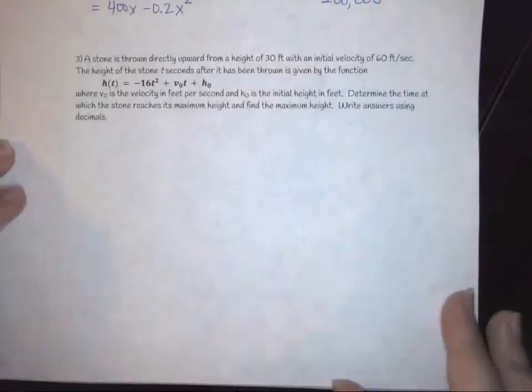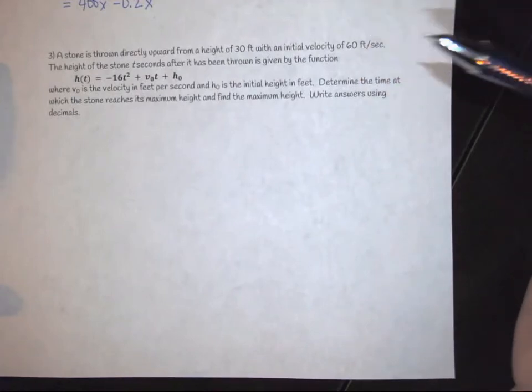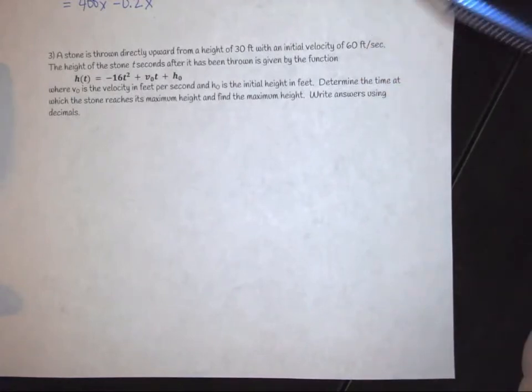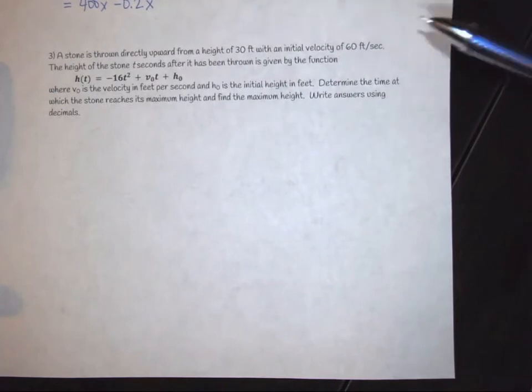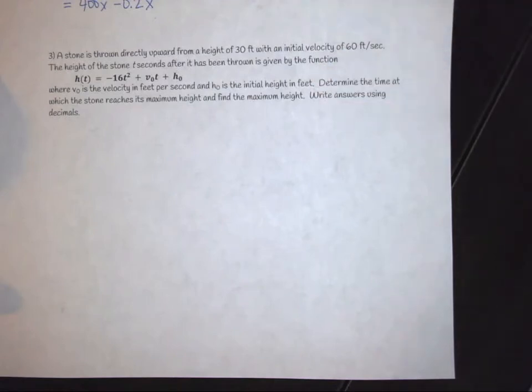Our last and final example, again, is going to bring us back to our stone example. So here a stone is thrown directly upwards from a height of 30 feet with an initial velocity of 60 feet per second. The height of the stone t seconds after it has been thrown is given by the following function, where v naught is velocity, h naught is initial height. Determine the time at which the stone reaches its maximum height, and then find the maximum height.